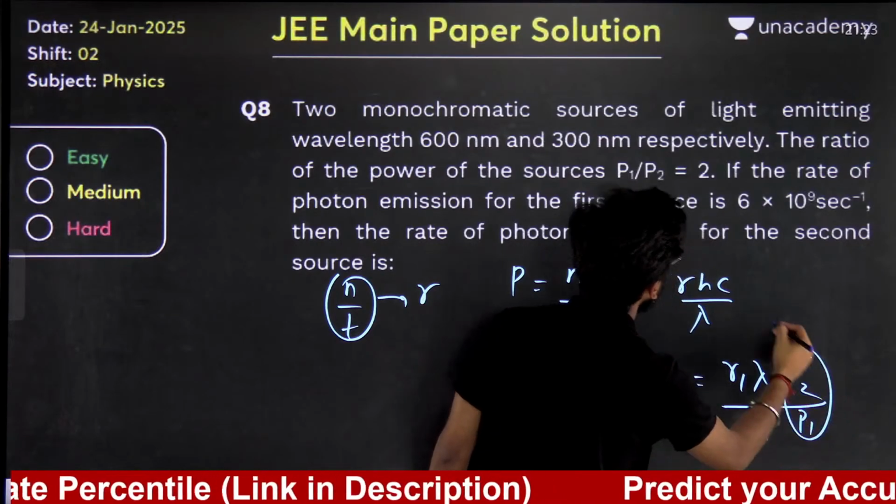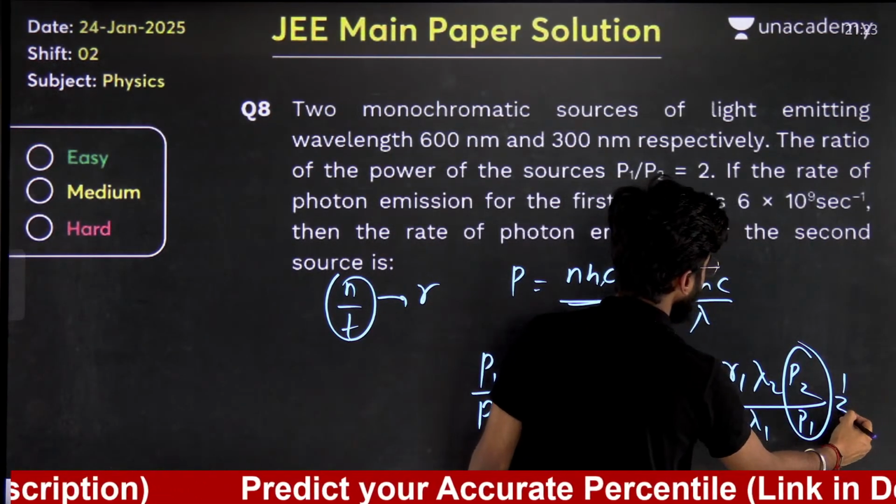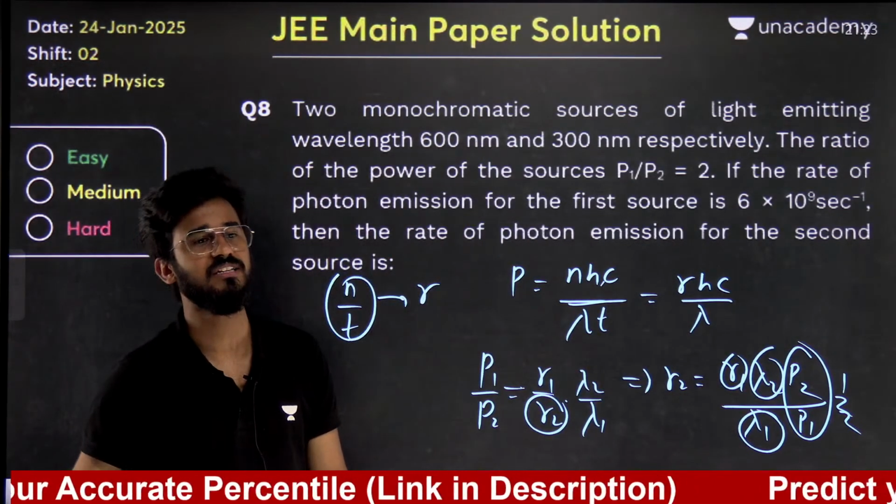We know that P1 by P2 has been given as 2, so it is 1 by 2. R1 is also given, lambda 2 is given, lambda 1 is given. Just substitute the values and find the answer.